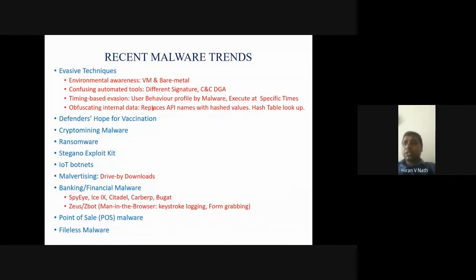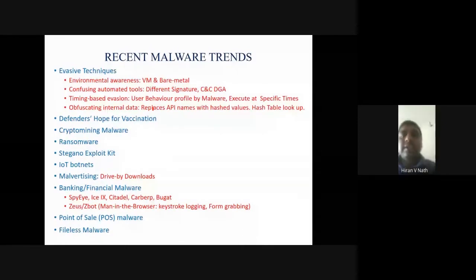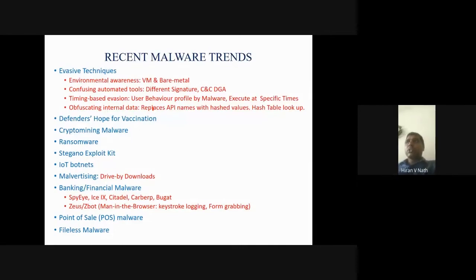Obfuscated internal data, I think I have already said: they change the API names with hash values, and lookup tables will be used. Okay, the defenders' hope of vaccination. I think you would have heard about the WannaCry attack, which was a ransomware attack. Whatever malware they create generally tries to infect a machine. They'll keep up a log which says this machine is already infected, so don't go and reinfect that. So like that they will keep up a log.